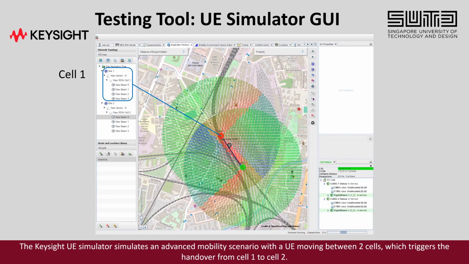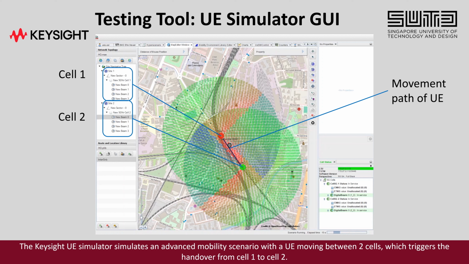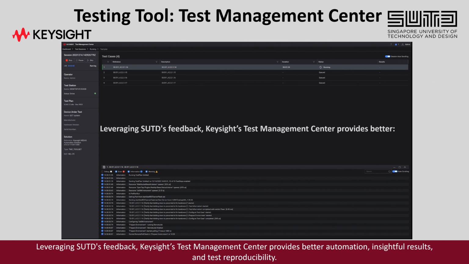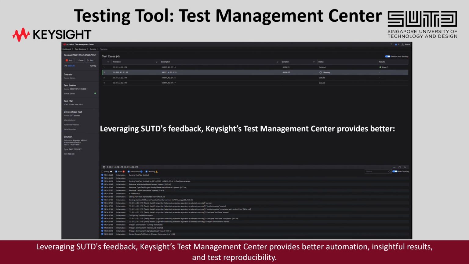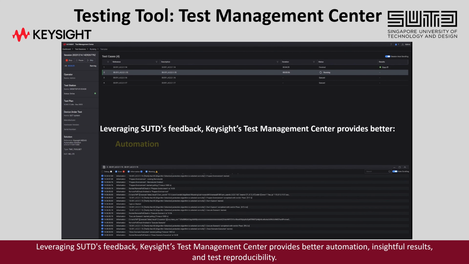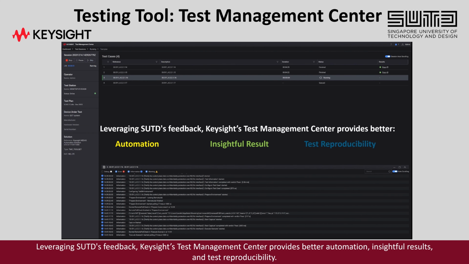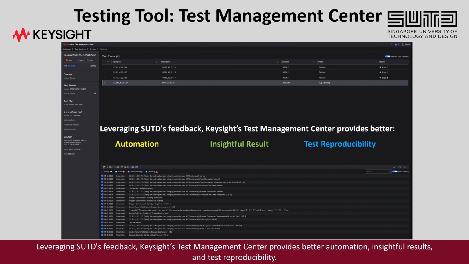The Keysight UE simulator simulates an advanced mobility scenario with a UE moving between two cells, which triggers the handover from cell 1 to cell 2. Leveraging SUTD's feedback, Keysight's Test Management Center provides better automation, insightful results, and test reproducibility.